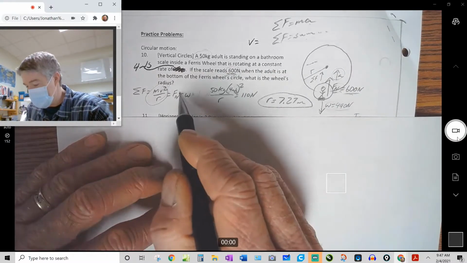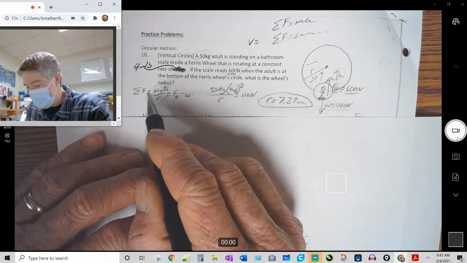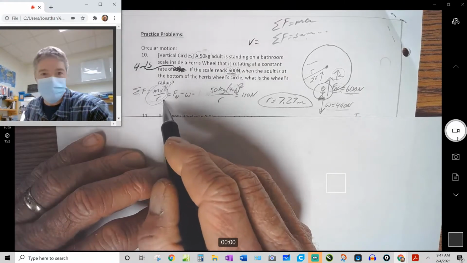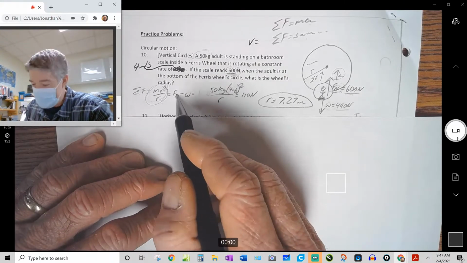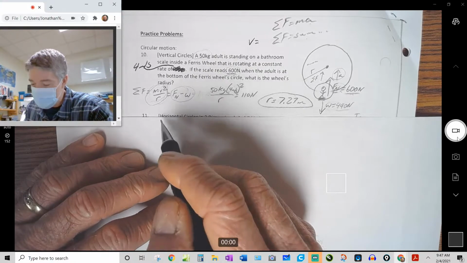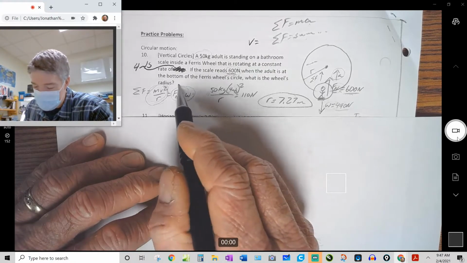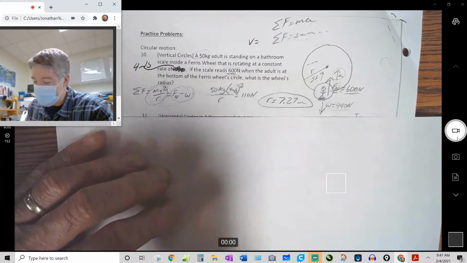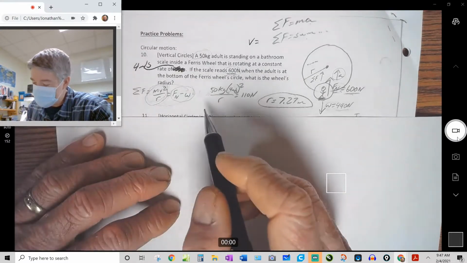So here's where I've done this. This is like the old ma, except it's circular. And this is the sum of the individual forces. So here's my big equation. I just need to plug stuff in and solve for whatever's left.